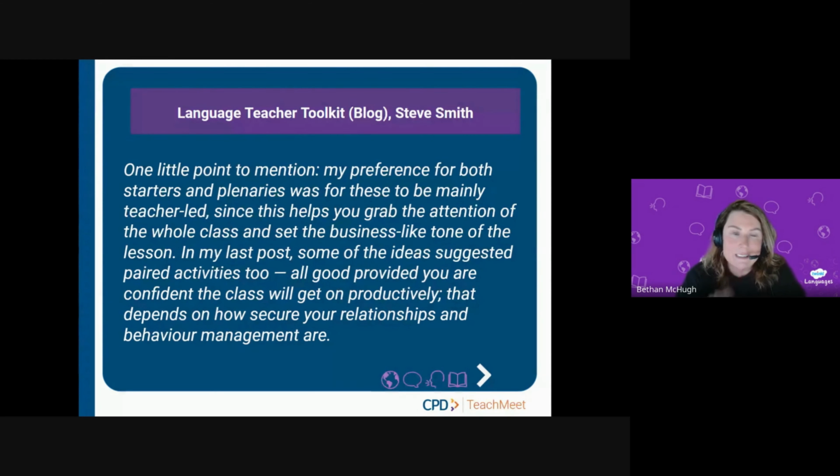But this is something that he said, and I think this is quite interesting: he prefers starters and plenaries to be teacher-led, so you can grab the attention and set the business-like tone. In some other posts, he suggested paired activities, and these are also good, but it depends entirely on the behavior management, the relationships and those sorts of things. If you know the class well and you know they'll work, then a pair activity or a group activity or collaborative task to start is absolutely fine. But think about the nature of the class and whether that's suitable. So that's really useful.